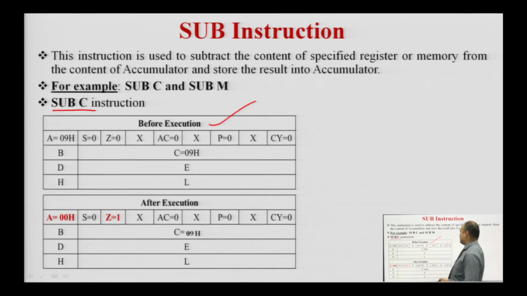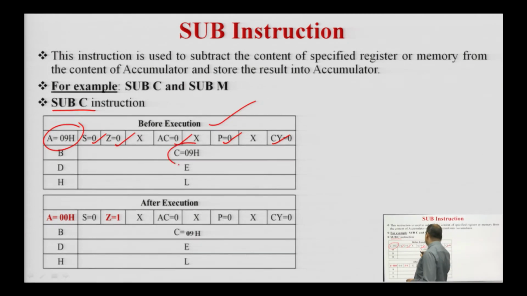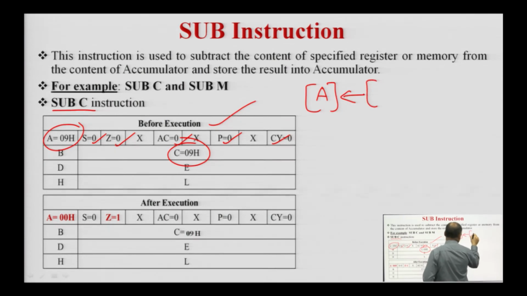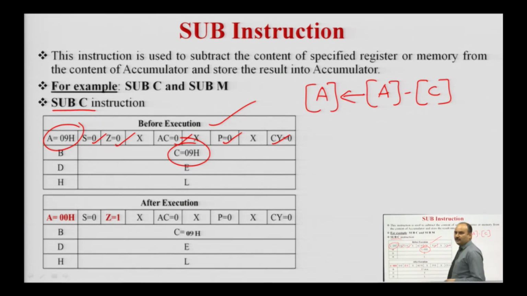before the execution of this instruction, the status of the sign flag is 0, zero flag is 0, auxiliary carry flag is 0, parity flag is 0 and carry flag is 0. The content of the accumulator is 09H and the content of the C register is 09H. So, whenever the microprocessor executes the SUB C instruction, the operation is A minus C. The content of C is subtracted from the content of the accumulator and the result of the operation is stored back into the accumulator.